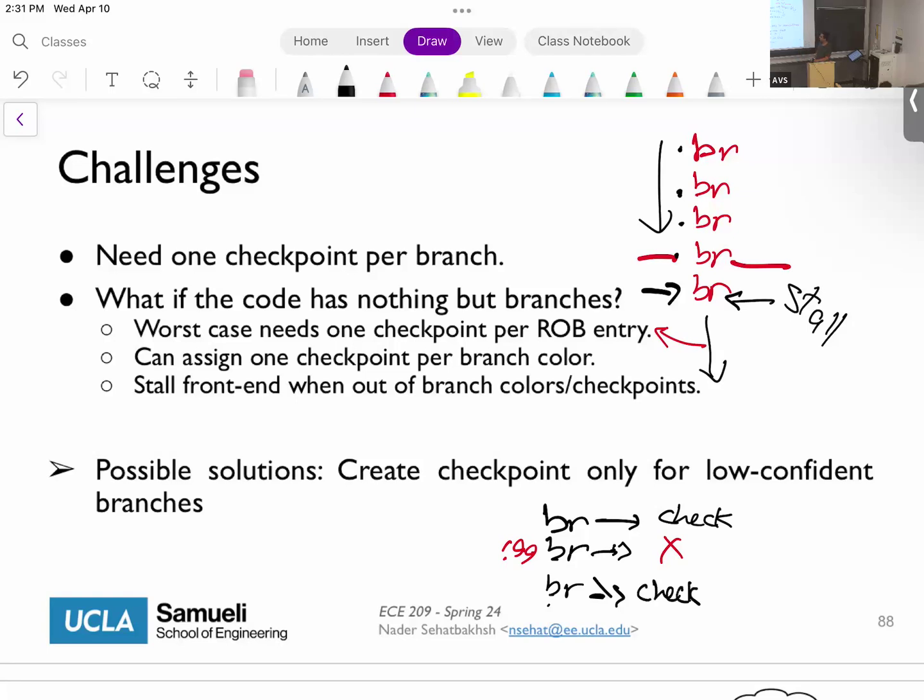So what will happen is, if this branch is indeed predicted correctly, I'm saving one checkpoint here. And if I do make a mistake, I always have a mechanism to go back. The penalty I'm paying is that what used to be 1 checkpoint is now 2 checkpoints, so you're doing it twice. But at least I'm saving on this checkpoint. And again, if this is a very high confidence branch, I'm saving a lot.